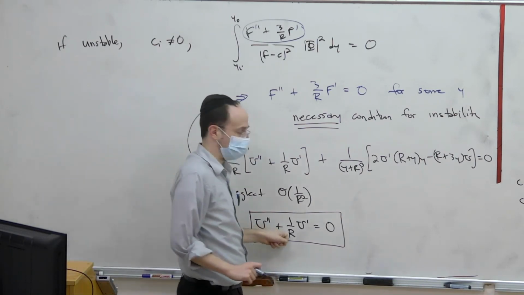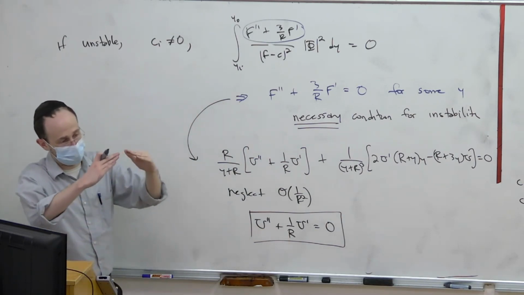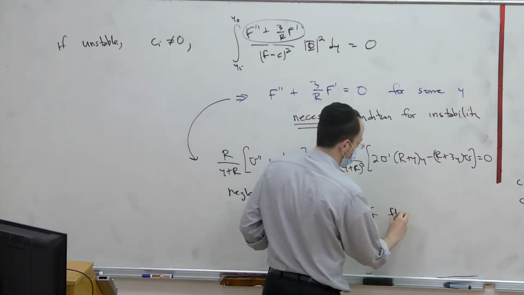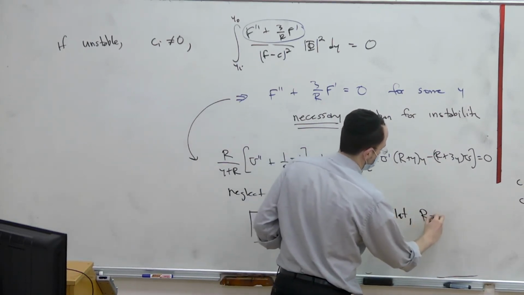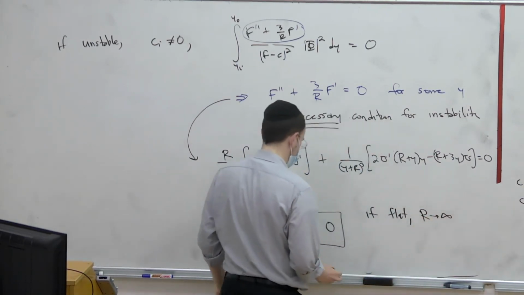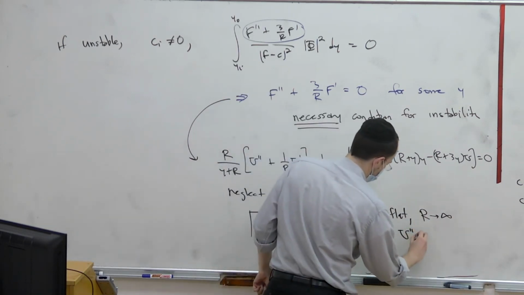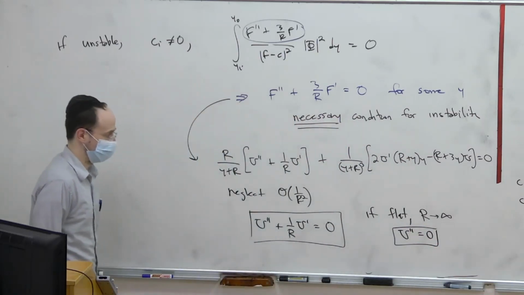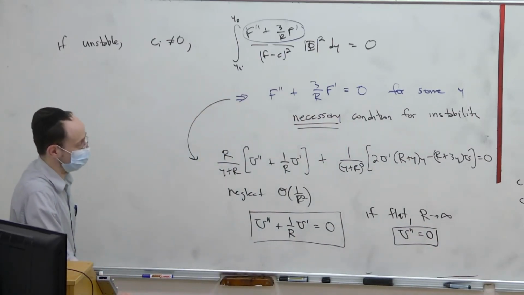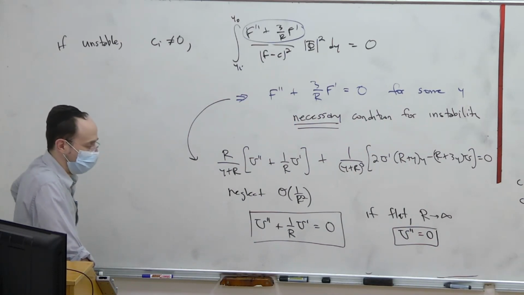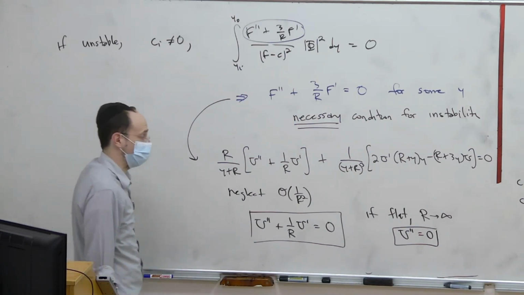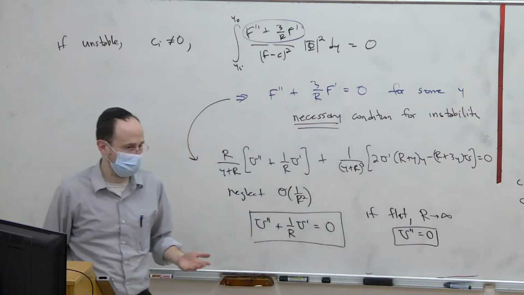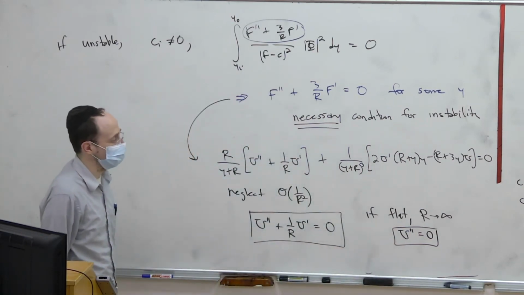Now, what happens if the wall is totally flat? If it's totally flat, R goes to infinity. We're allowing for slow variation, but if it's totally flat, then R is equal to infinity, in which case our condition is there has to be an inflection point. So the necessary criterion for instability is there has to be an inflection point in the velocity profile. And this is actually called Rayleigh's inflection point criteria. This is the official name for it.